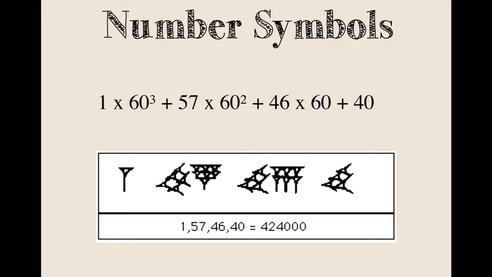Here is the number 424,000. So we will be dissecting this number. First of all, here at the farthest left, you will see a triangle with a rod. This represents 1. But because it's on the farthest left, we will be multiplying this by 60 to the power of 3. In this case, it would be 216,000. So we will have 216,000 added to 57 times 60 to the power of 2, because it's beside the 1.